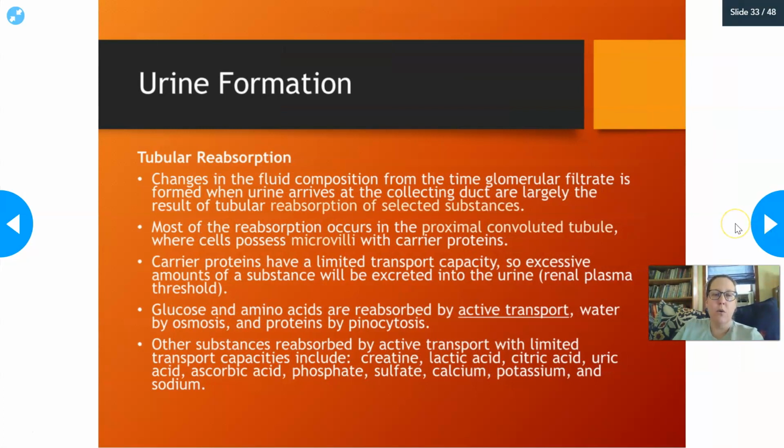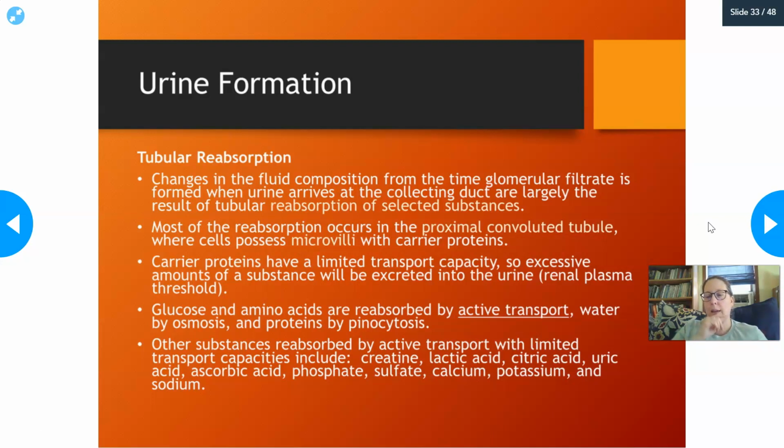All right, so the tubular reabsorption is step number 2. We're just now talking about step number 2 of urine formation. And so all this glomerular filtrate that is made through that filtration pressure and all of that is formed. It arrives into collecting ducts, between the glomerular filtrate and the collecting duct. It goes through all the tubules, okay? And the action in the tubules causes the reabsorption of selected substances.